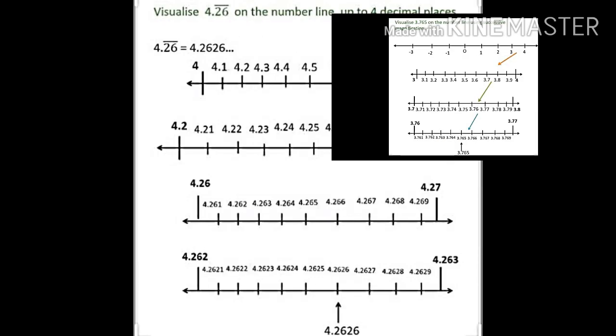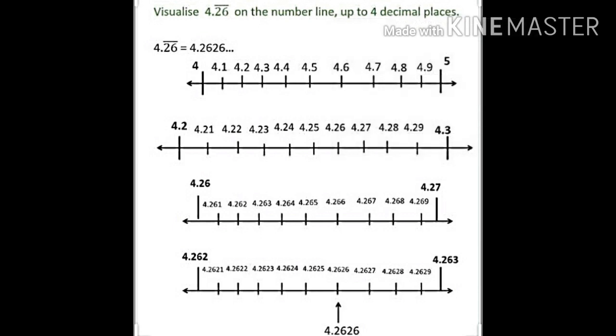The second question is: visualize 4.26 bar on the number line up to 4 decimal places. If you see this number, it is a non-terminating recurring decimal expansion. We have to visualize this number up to 4 decimal places. That means after the decimal, 4 digits. That is the number 4.2626. We know that 4.2626 lies between 4 and 5. So first, we will draw a number line and locate the range of the number.